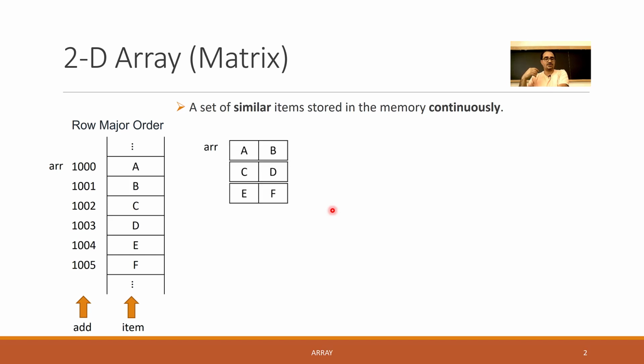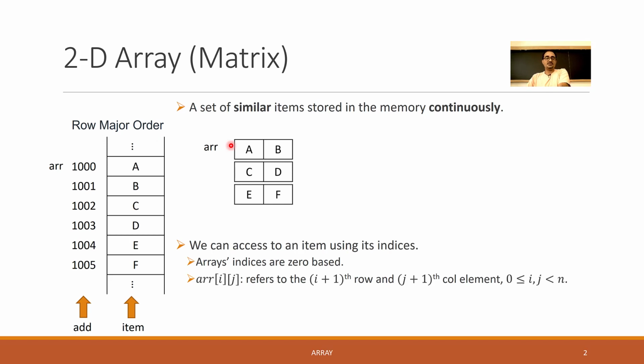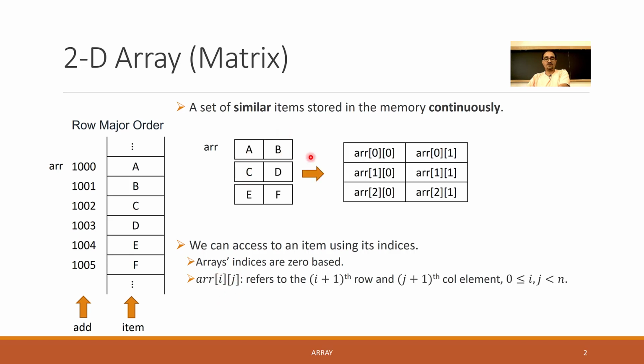In row major order, we can look at the two-dimensional array as a set of one-dimensional arrays, and we slice them horizontally because we are looking at them in a row major order. The indices are zero based, and we need two indices, one which shows which row, and the second one shows which column we need to access.